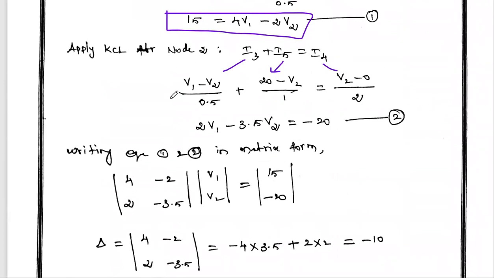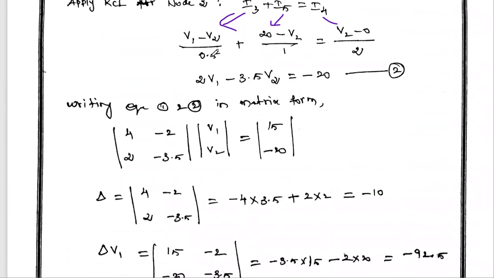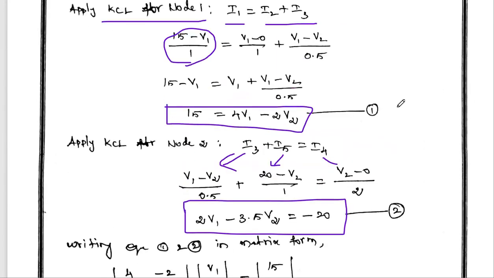Okay, so we substituted all current values in terms of voltages. Then you take the LCM. After taking the LCM, you collect the V1 term, V2 term and constant term. So we get the equation as 2V1 minus 3.5 V2 equal to minus 20. Now we have two equations in terms of the node voltages V1 and V2.